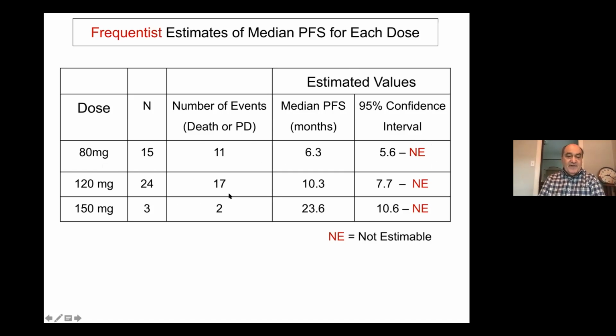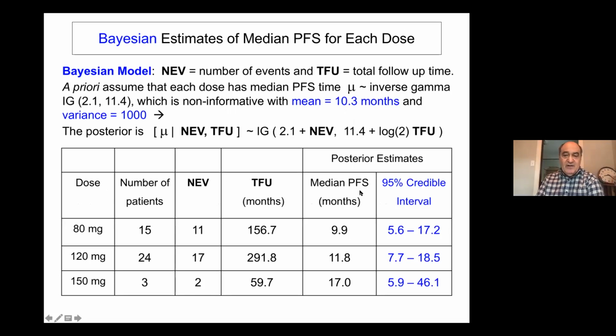The same thing for the other doses. You had 17 failures out of 24 patients. And so you don't have confidence intervals. So the simple solution to this is don't use frequentist estimators at all. Use the Bayesian model. You have to work a little harder.